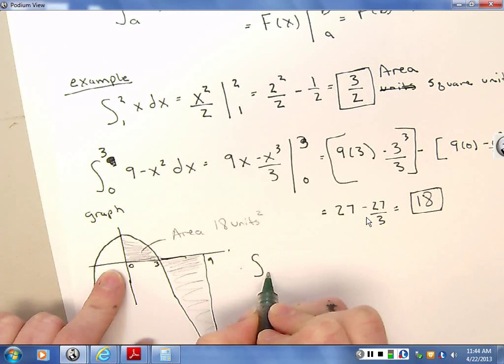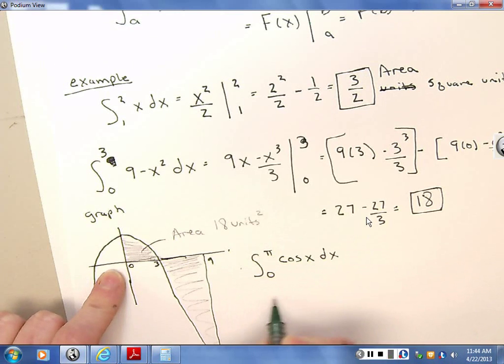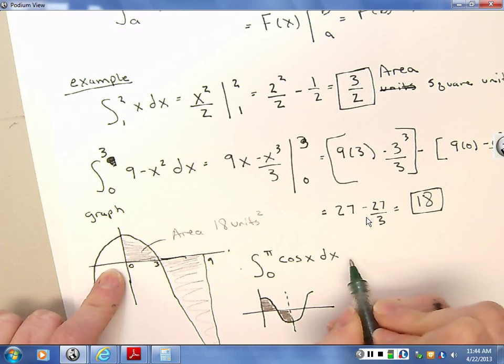If I want to integrate from 0 to pi of cosine of x dx, if I look at the graph here, from 0 to pi, what would we expect the area underneath the curve to be? 0, right? So if I calculate this, what's the integral of cosine?